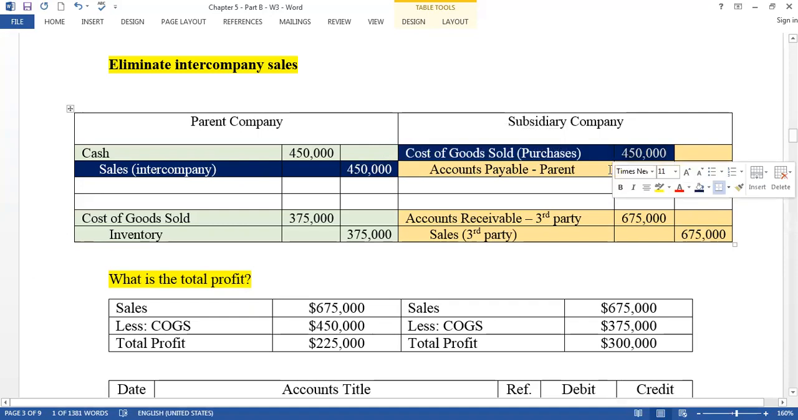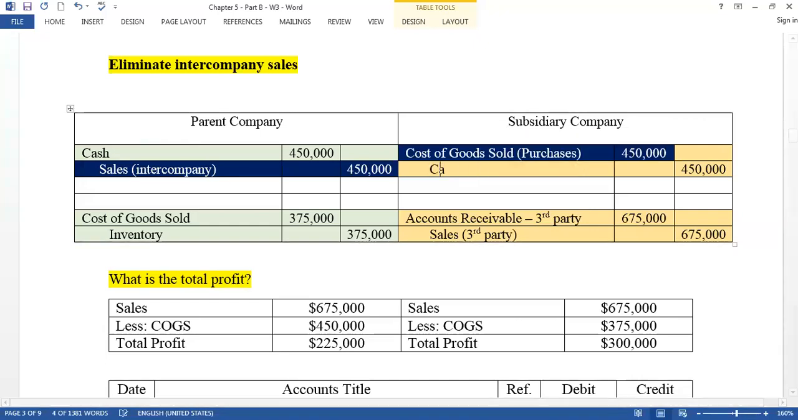I repeat again, the sales price of the parent is the cost price of the subsidiary. So they record purchase, cost of goods sold debit, and if they pay cash, they will record cash credit. If they do not pay cash and have to pay in future, they will record accounts payable credit. So I assume that it is cash. I can write here cash credit.